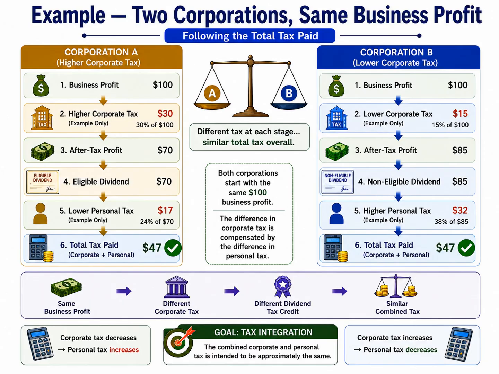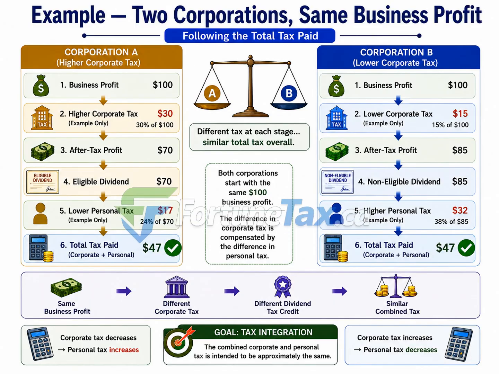Keep in mind that the dollar amounts shown in this example are illustrative. Actual corporate tax rates, gross-up percentages, and dividend tax credits vary depending on the province, the taxation year, and the specific circumstances of the corporation and shareholder. The purpose of this example is to demonstrate the overall concept rather than calculate the exact tax payable.